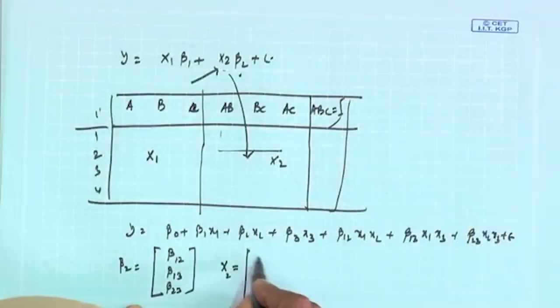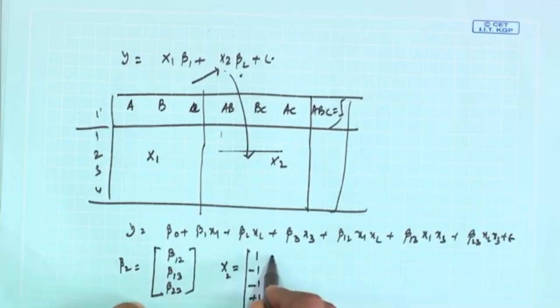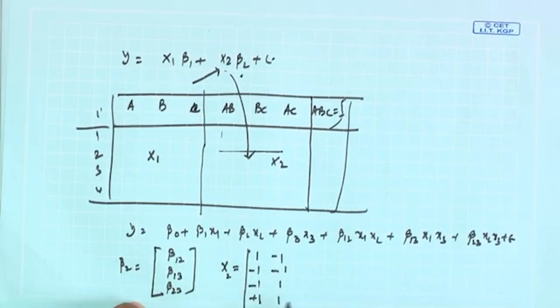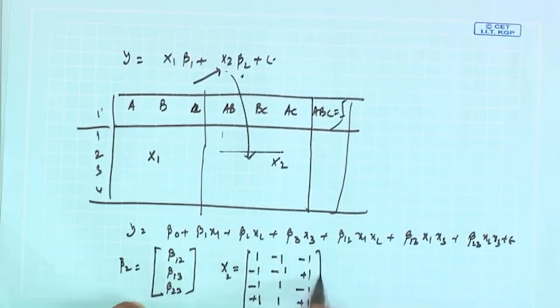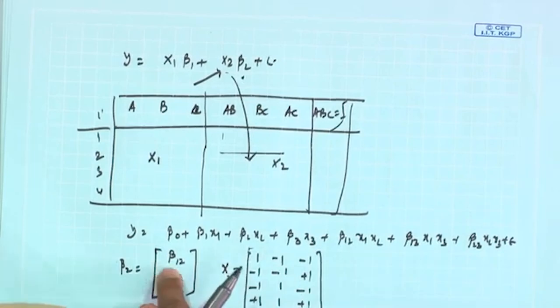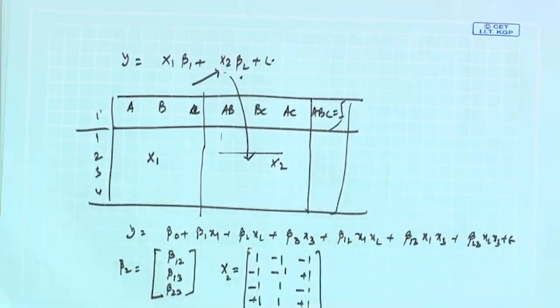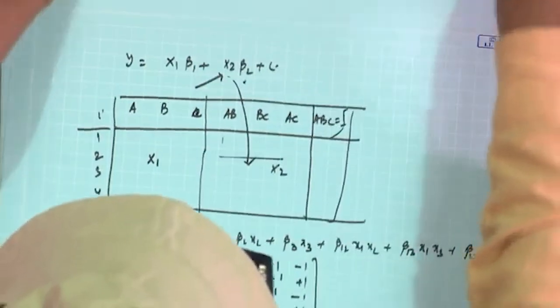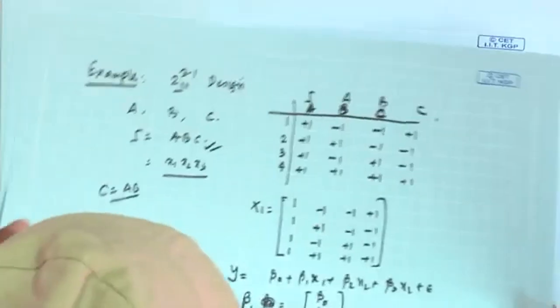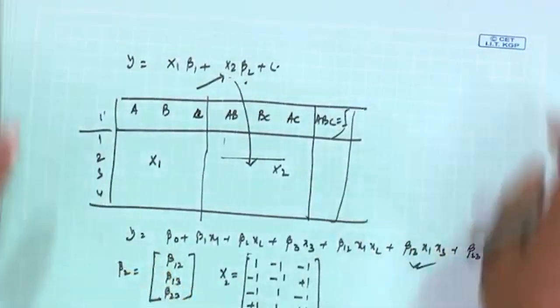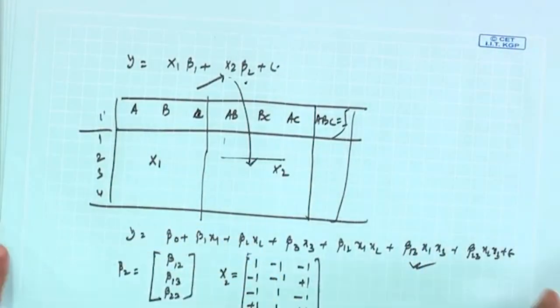And that value is basically 1 minus 1 minus 1 plus 1, then minus 1 minus 1 plus 1 plus 1, then minus 1 plus 1 minus 1 plus 1. So, this is our beta 12, that is AB, then it is AC and it is BC. Okay. So, if you use the first model, where the true model is this, then definitely the alias structure is there.